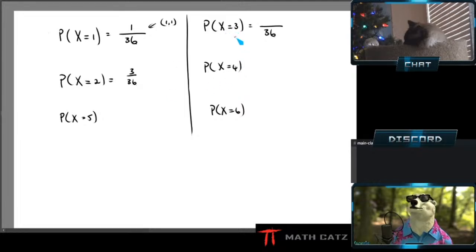Now, x equal to 3 means, in words, that my largest number should be a 3. 1, 3, and 3, 1. 3, 2, and 2, 3, and then 3, 3. So there are only 5 of them.